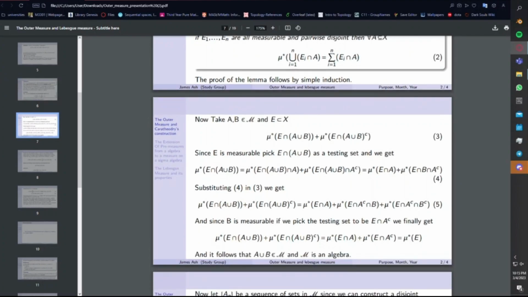If you start from any two sets, okay? So this is what we want to prove. We want to prove that this is equal to the measure of E, which is our testing set, okay? So now, if E is measurable, then if we pick this whole set to be the testing set, then we can, wait, it's not E, it's A.